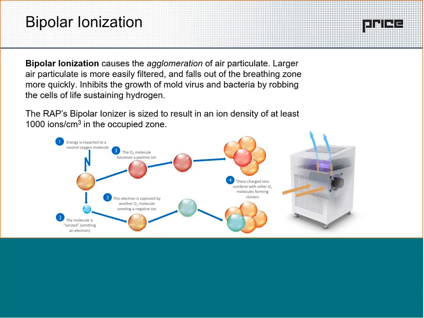As those particles move, they're going to start to attach themselves and lump together with other particles, and that makes them easier to capture and lets them potentially fall out of suspension quicker. So that's one of the methods that bipolar ionization uses to prevent the spread of airborne pathogens.